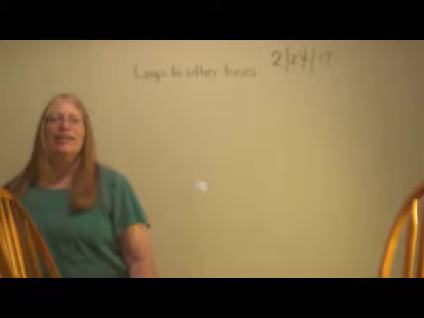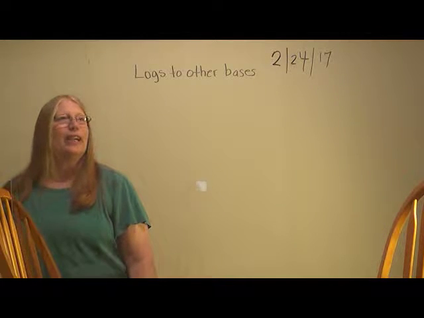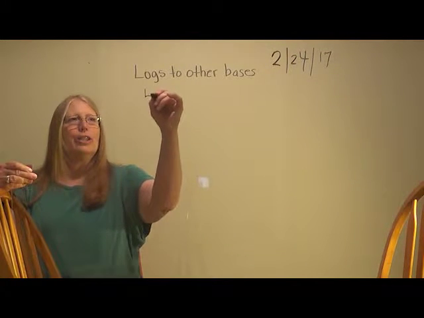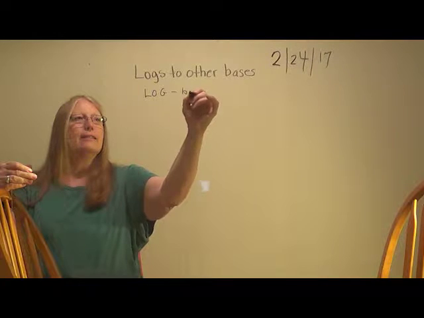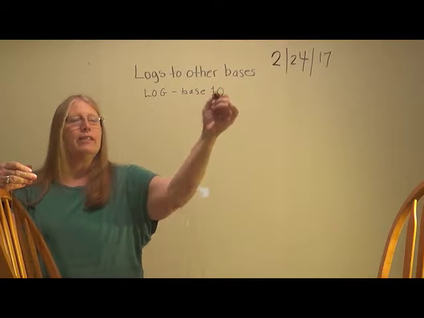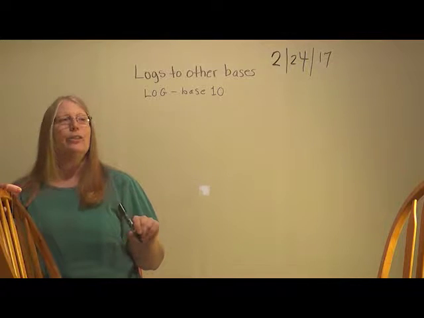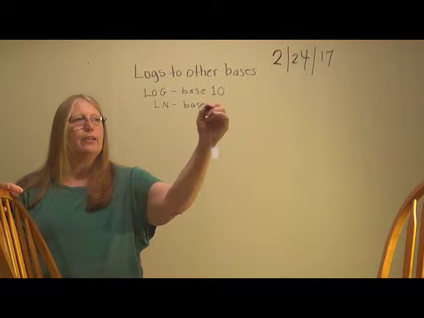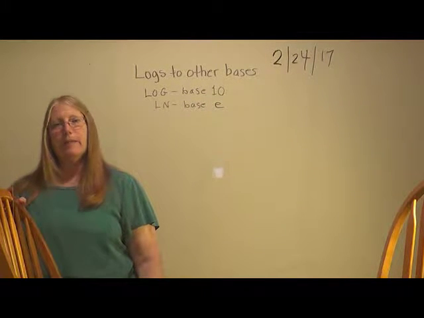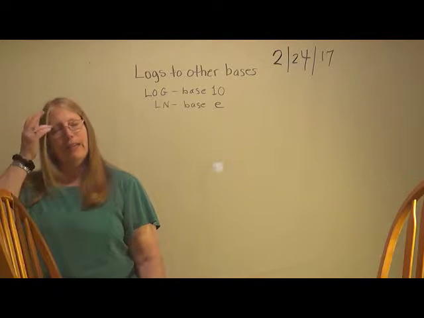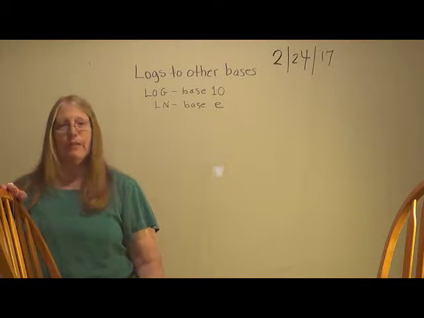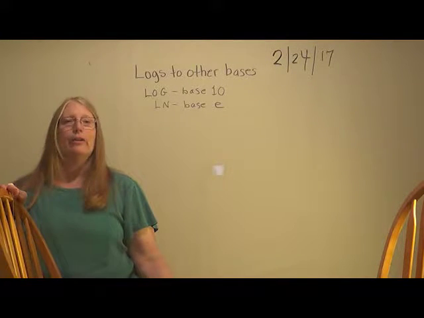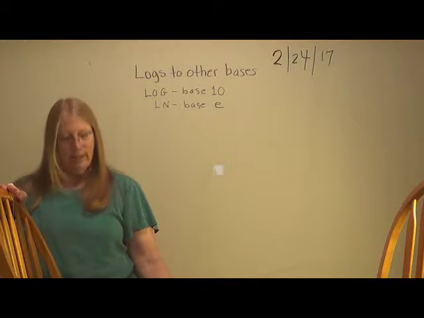24th, that is Friday, Saturday, or Sunday, and we're starting out with logs to other bases. So on the calculator, you can find a log, which is base 10. Even if it is not stated, we understand that anything written as log is base 10, and ln is base e, the natural log. So what about logs to other bases? If you have an N-Spire, your calculator can take them straightforwardly, but if you have a TI, we're going to show you how to find logs to other bases on your calculator.